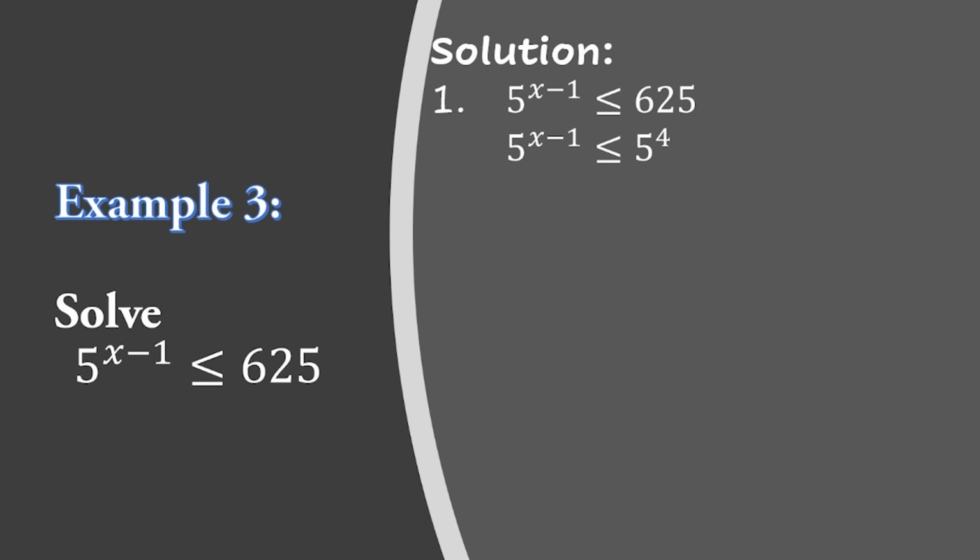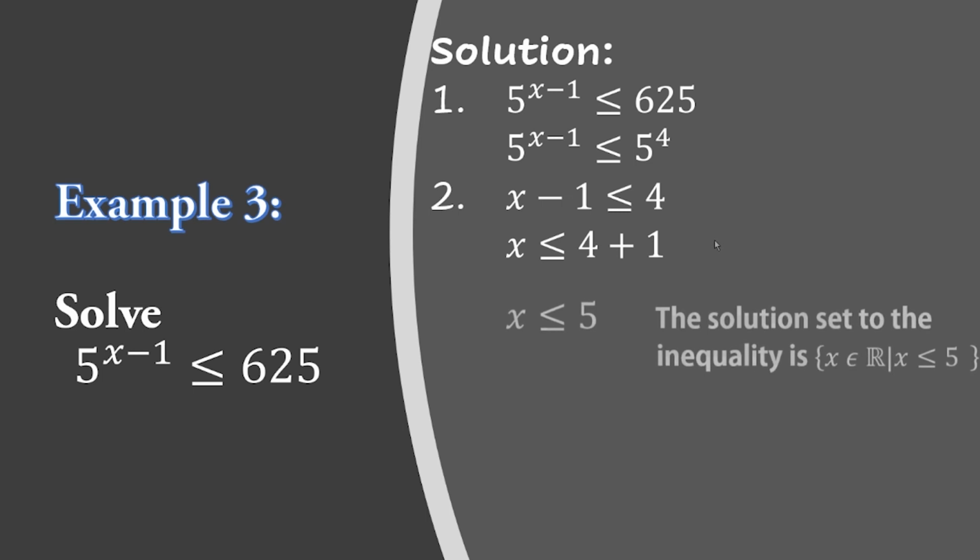So second step, we need to equate our exponents. So x minus 1 less than or equal to 4. Since they are the same bases, again, let's just equate our exponents. So simplifying this inequality, we have x minus 1. Let's just add 1 to both sides. So we will have x minus 1 plus 1, then less than or equal to 4 plus 1. So we will have x less than or equal to 4 plus 1, or simply transpose negative 1 to the right side, that will be positive 1. So our x now is less than or equal to 5.